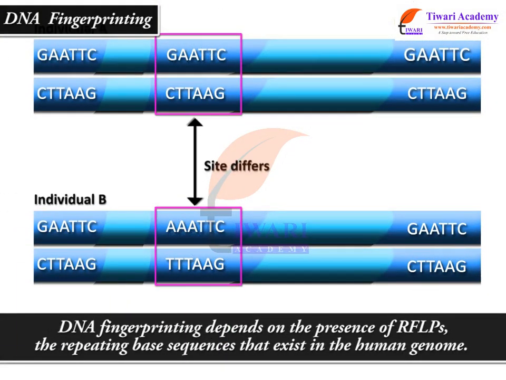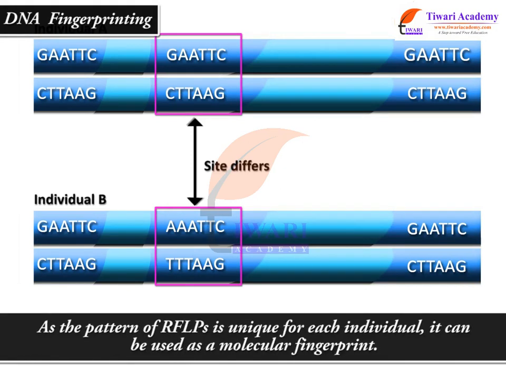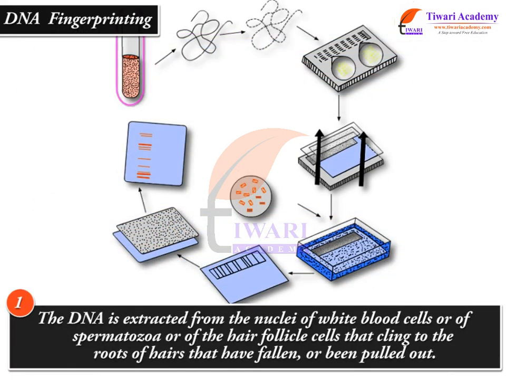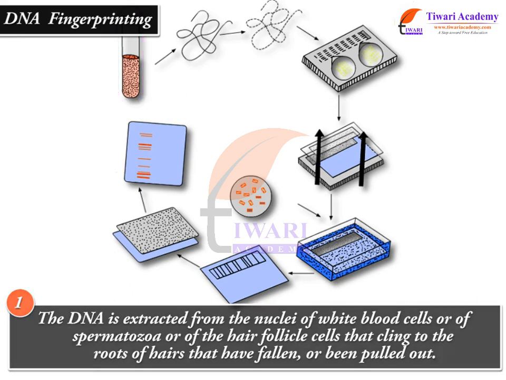DNA fingerprinting depends on the presence of RFLPs, the repeating base sequences that exist in the human genome. As the pattern of RFLPs is unique for each individual, it can be used as a molecular fingerprint. 1. The DNA is extracted from the nuclei of white blood cells or of spermatozoa or of the hair follicle cells that cling to the roots of hairs that have fallen or been pulled out.